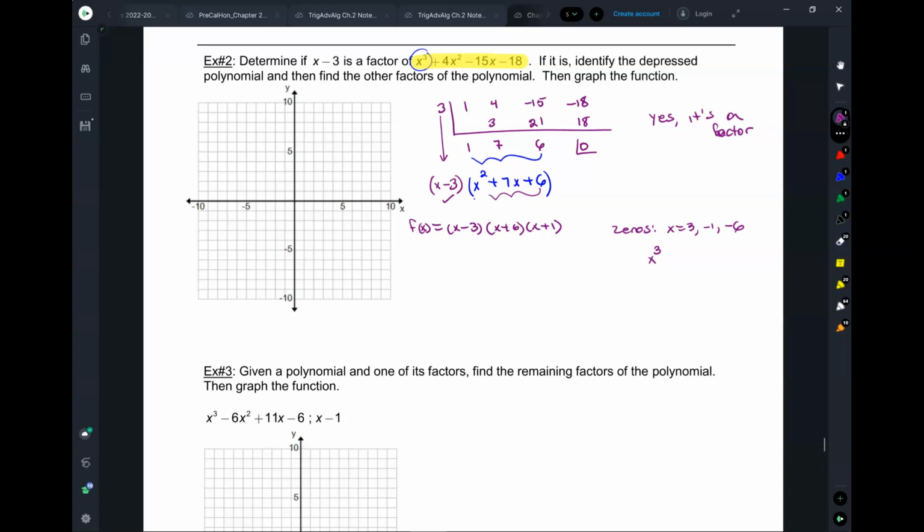Okay, so let's put in our zeros. It's negative 3. I'm sorry, no, it was positive 3. Negative 1, negative 6, positive 3, 2, 3.